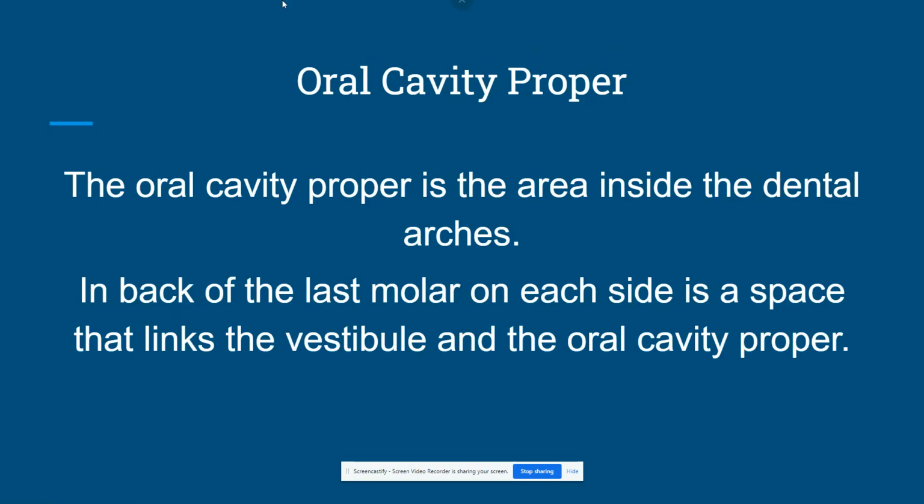And let's move on to the oral cavity proper. That's the arches, the maxillary and mandibular arch. It goes from the central all the way down to the last molar on each side, and it links the vestibule. So you know the vestibule, that space.